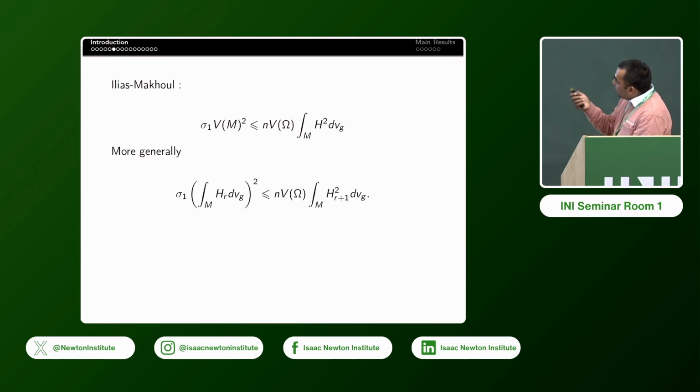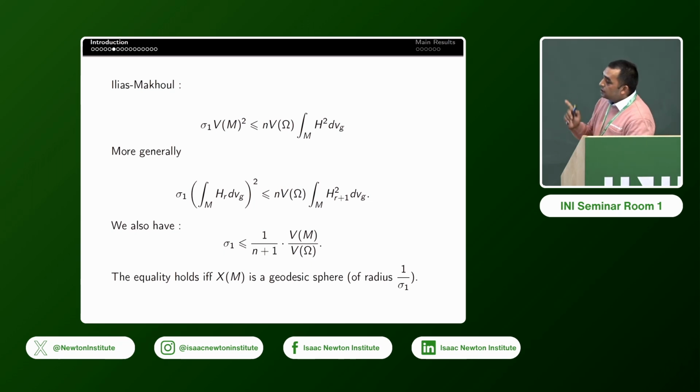Now they extended this result for the higher order mean curvature, and they found another inequality. So we also have that sigma 1 is less than or equal to 1 by n plus 1, multiplied by the volume of the hypersurface divided by the volume of the domain omega. And again, in this situation also, equality holds if X(M) is a geodesic sphere of radius 1 by sigma 1. This is another way to characterize this inequality.